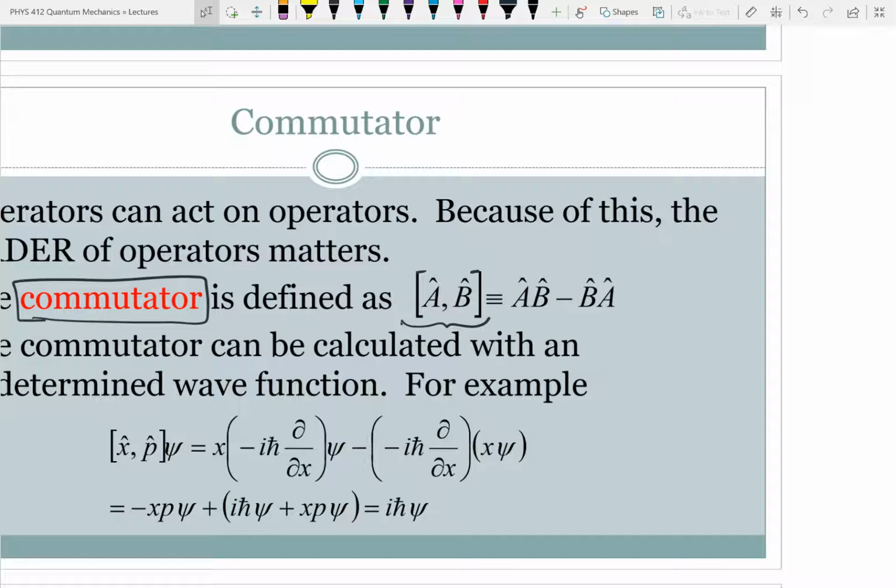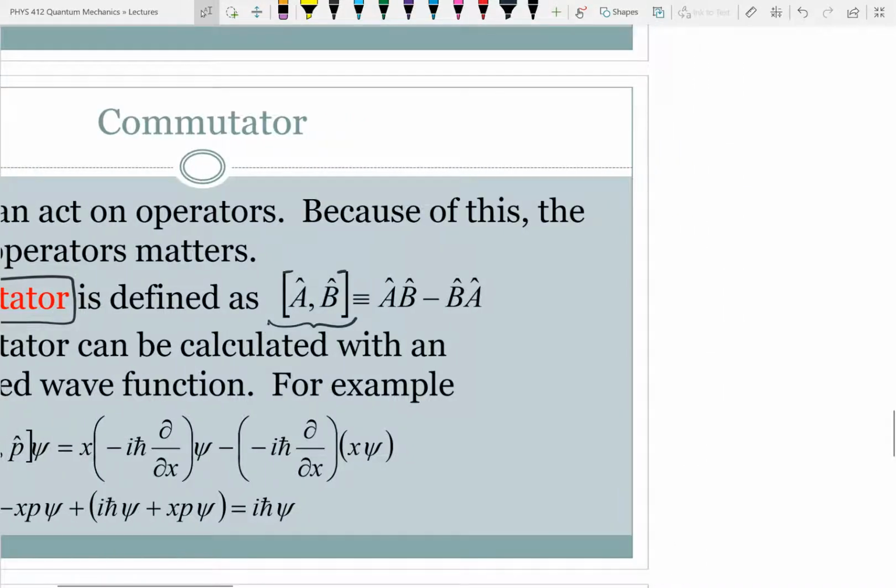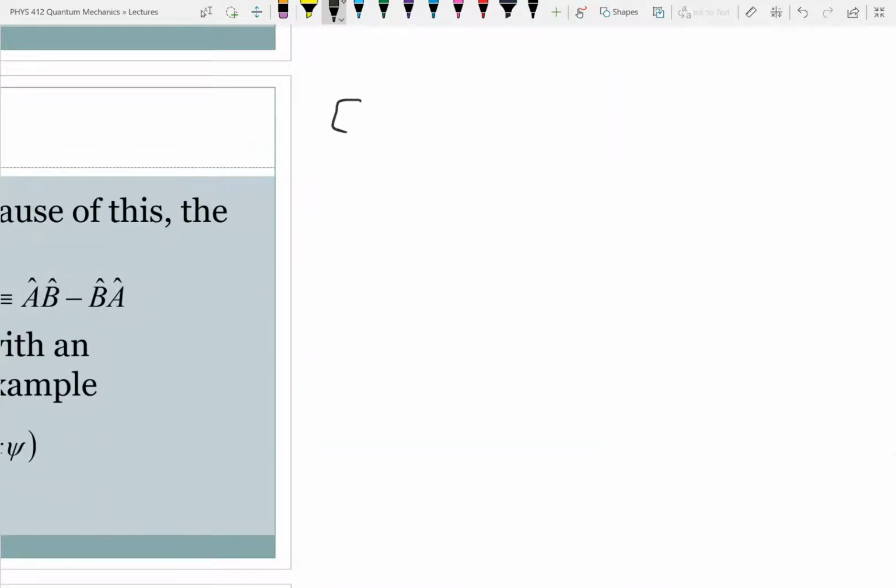Okay, so enough of that. Let's get to commutators. The first commutator we always do is the X operator with the P operator. By definition, what is the commutator of X with P going to look like? It's going to be the X operator times the P operator, and then minus the P operator times the X operator. Make sure you remember the minus sign.